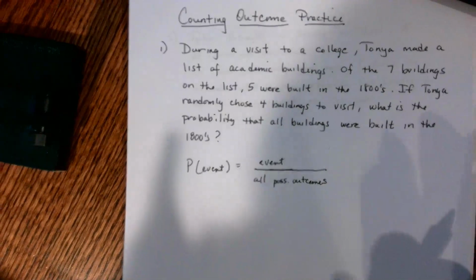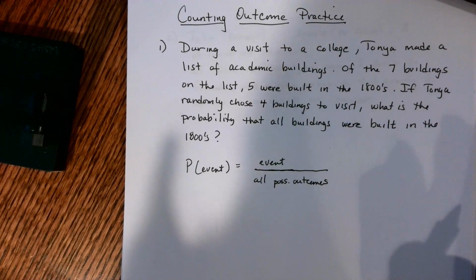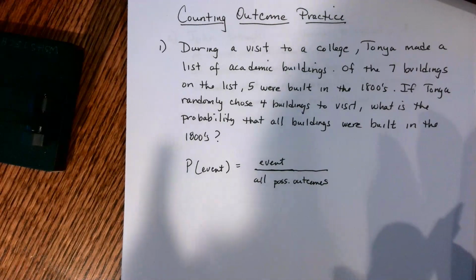This is a little bit more in depth, a little bit more coverage of an application for counting an outcome. It says, during a visit to a college, Tanya made a list of academic buildings. Of the 7 buildings on the list, 5 were built in the 1800s. If Tanya randomly chose 4 buildings to visit, what is the probability that all the buildings were built in the 1800s? So let's draw a picture of this.